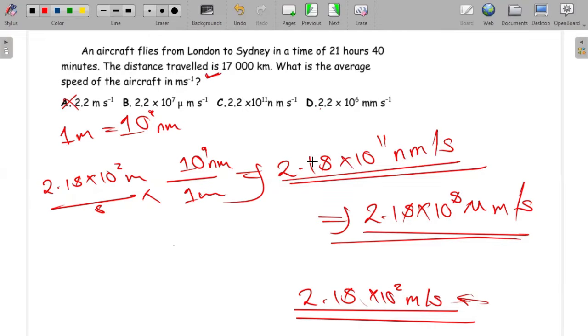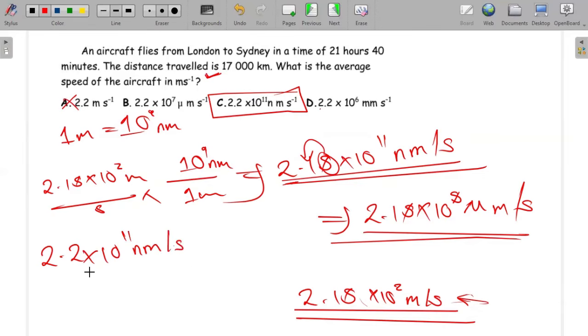Yes. Okay, so if this is equal to that, then that means we've found the answer, because the figure that is in nanometers is C, and C is telling us 2.2 times 10 to the power 11. So they've rounded it off to one decimal place. Since this digit is greater than 5, we'll round this one up, meaning we'll have 2.2 times 10 to the power 11 nanometers per second. So that means the correct answer is C. Are we all in agreement?